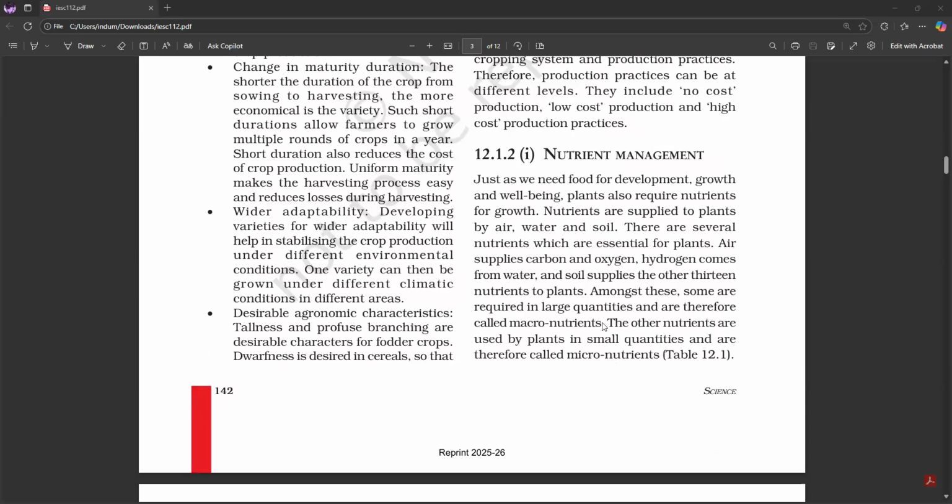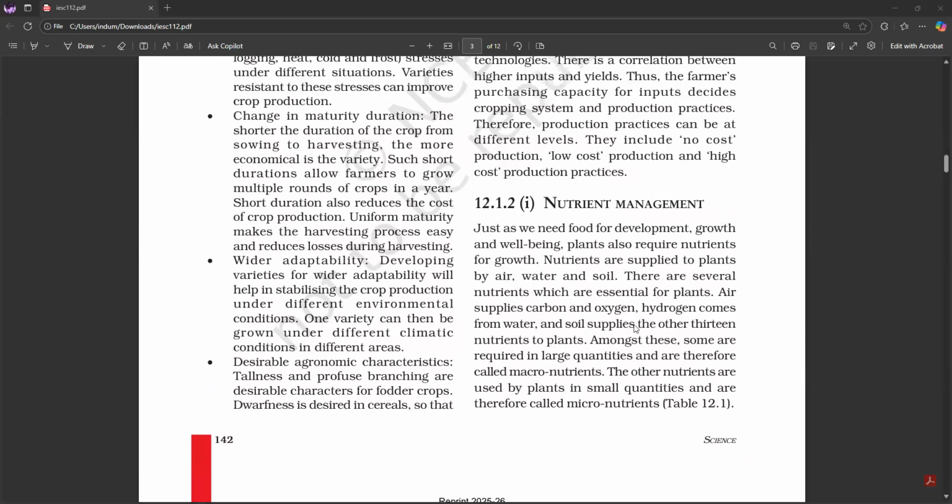12.1.2 First part, Nutrient Management. Just as we need food for development, growth, and well being, plants also require nutrients for growth. Nutrients are supplied to plants by air, water, and soil. There are several nutrients which are essential for plants.